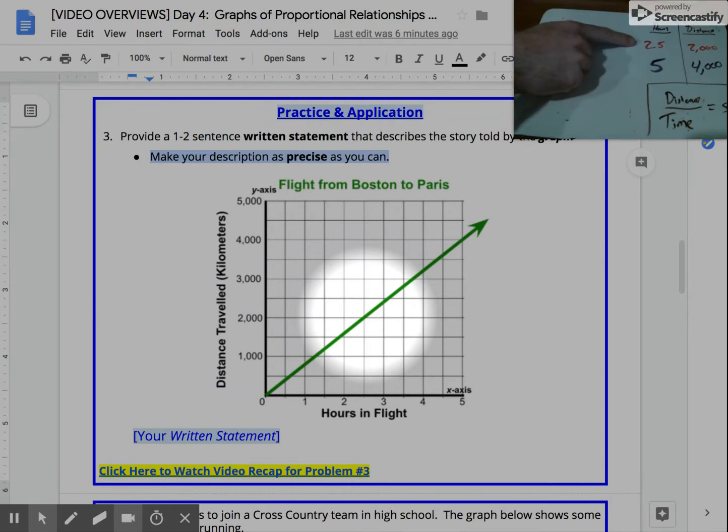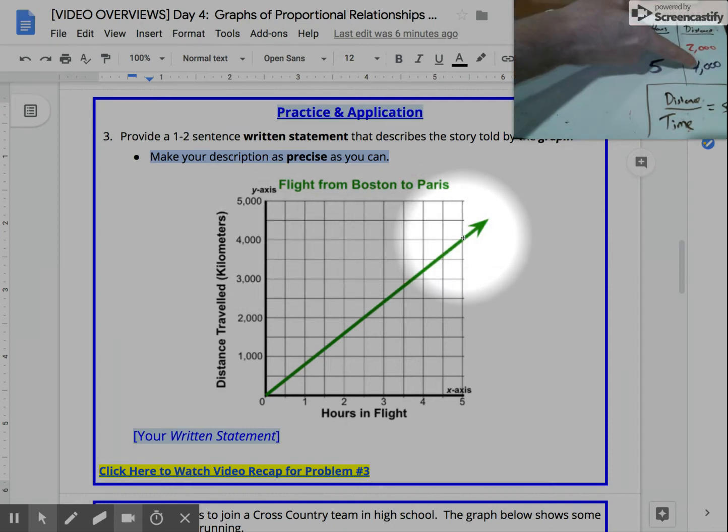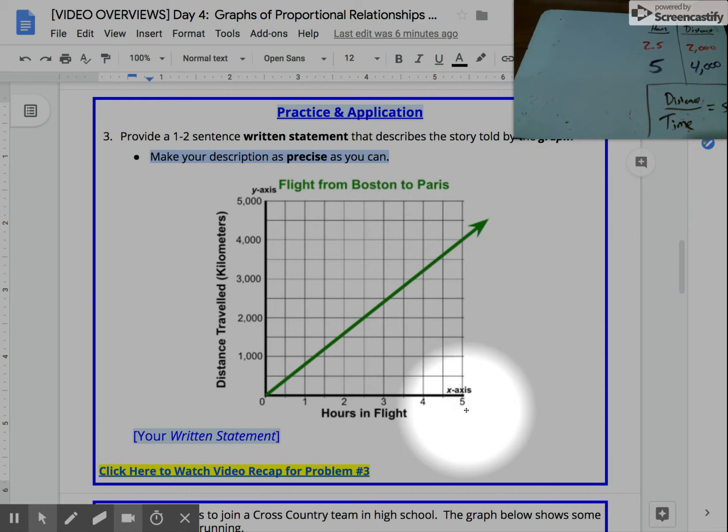Since I don't like decimals, it would be good to look at another point as well. We picked out a second data point. If you keep following this line, you see it hits the corner of the grid box up here, where y, the distance, is equal to 4,000, and where x, the hours in flight, is equal to 5.